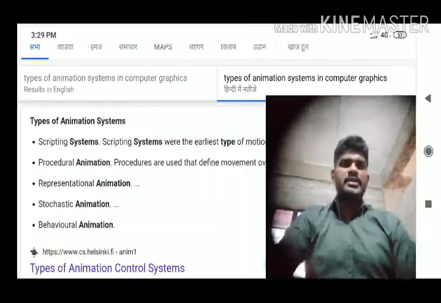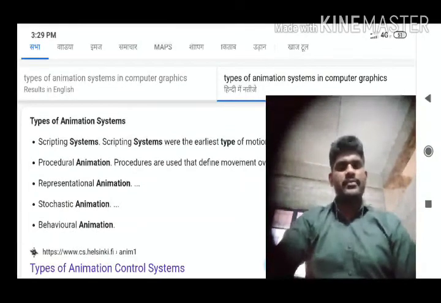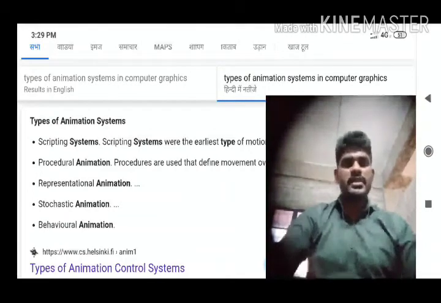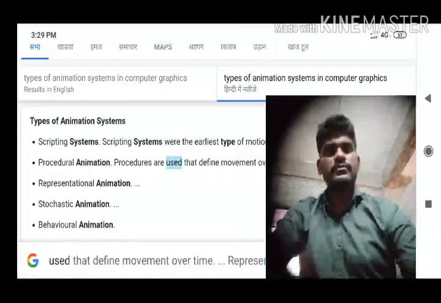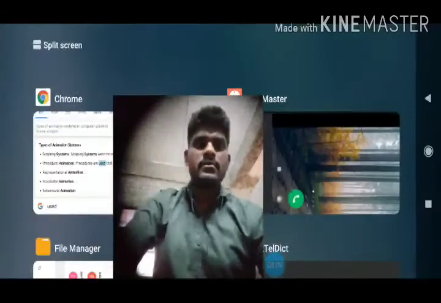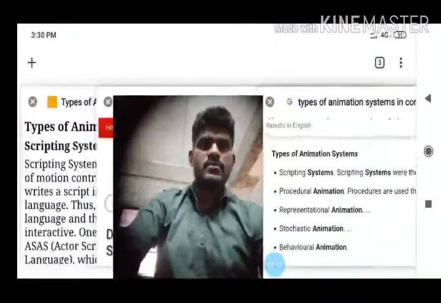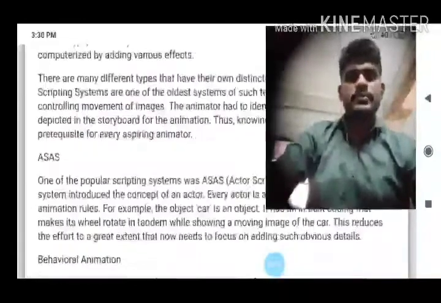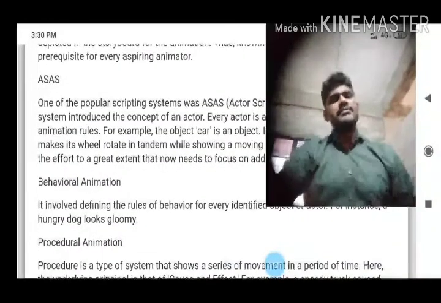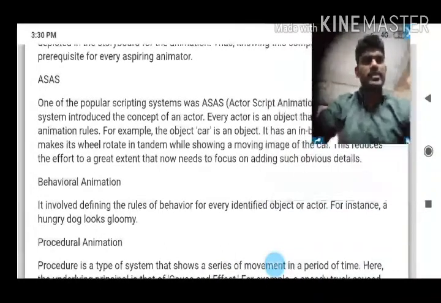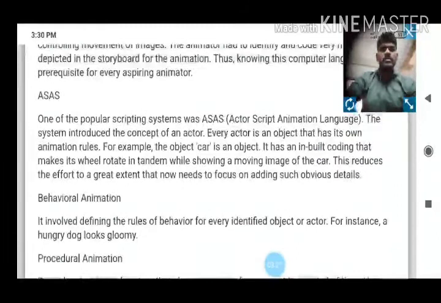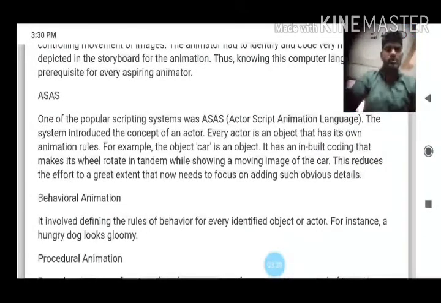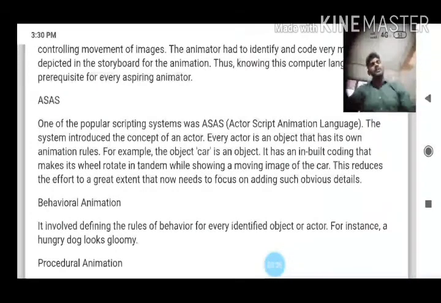Now I am going to explain the first type of animation system, that is the scripting system, ASAS. So what is the scripting system? We will see what ASAS is. The scripting system follows one language that is called ASAS. ASAS is a scripting system, and it is one of the popular scripting systems.